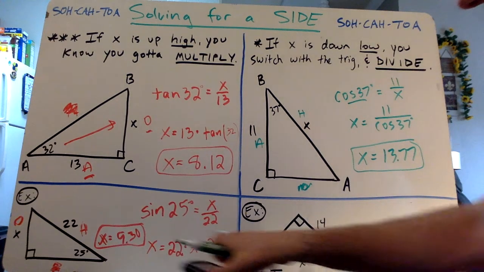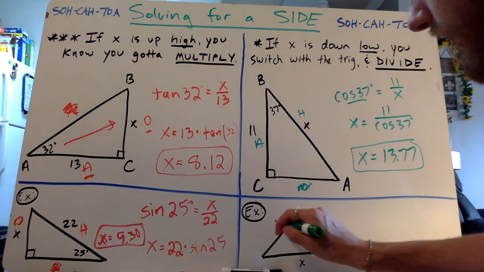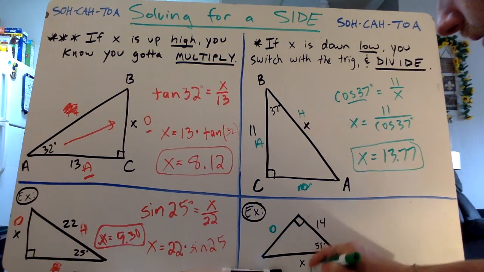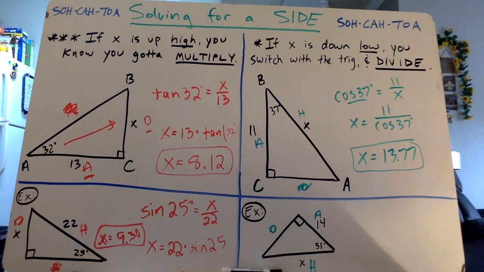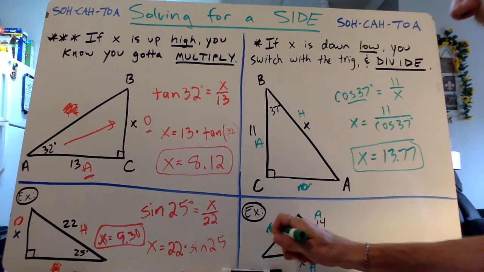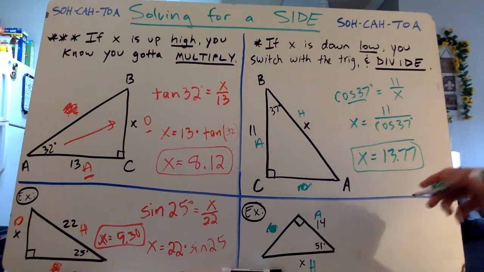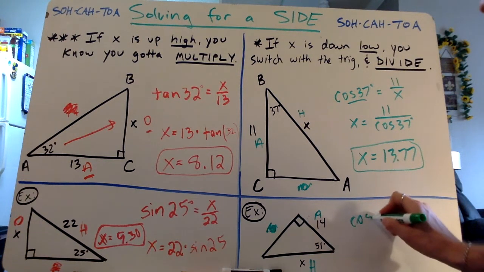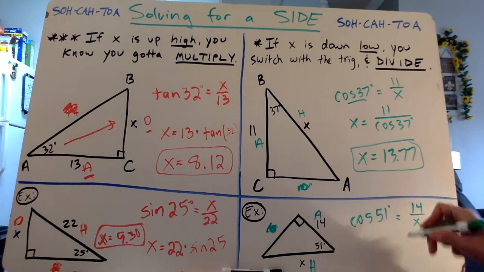Our final example as a class. Here is my triangle, 51 degrees, 14, x. Let's label it. 51 degrees is my angle, so this is my opposite. My hypotenuse is right there. And then my adjacent is the 14. Which one do I use? Looks like we are using cosine again. I didn't do that on purpose, but here we are. I don't need the opposite side. I need A and H. So I'm using cosine once again. So you'll have cosine of 51 degrees equals 14 over x.